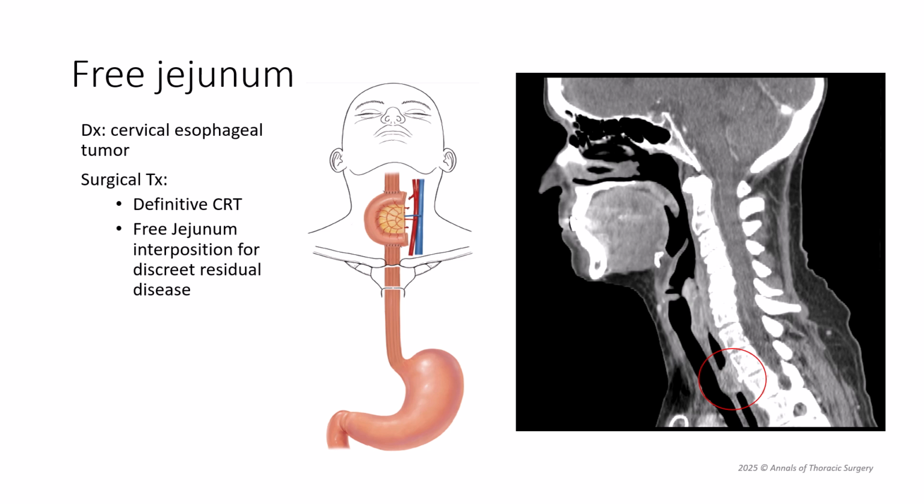This particular patient had undergone definitive chemoradiation. There was a concern about the viability of the esophagus for anastomosis after radiation. However, they successfully underwent free jejunal interposition for discrete residual disease that was found.